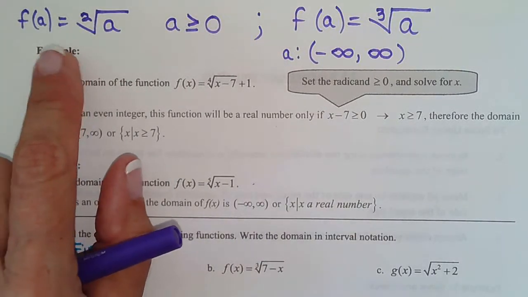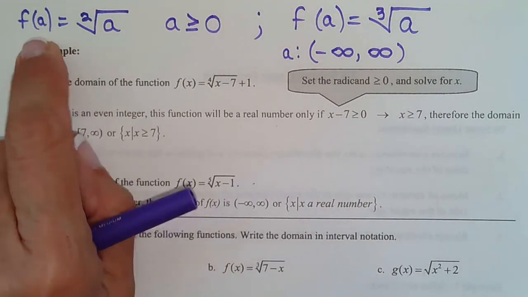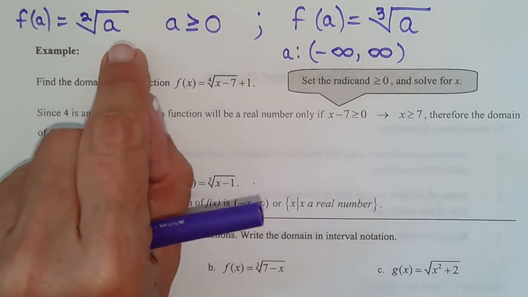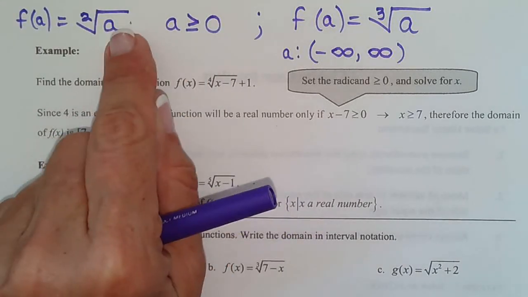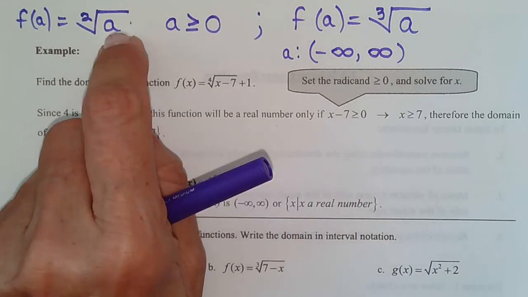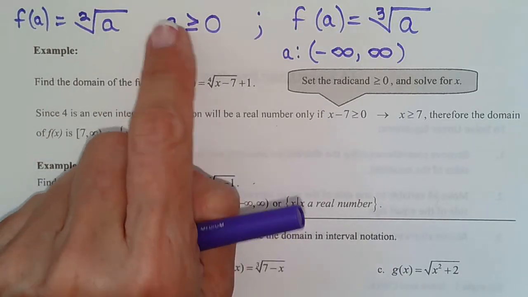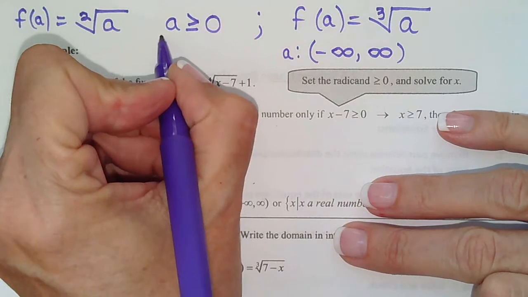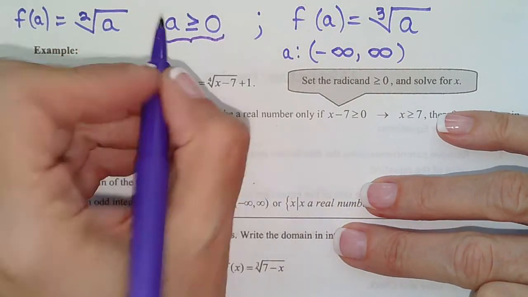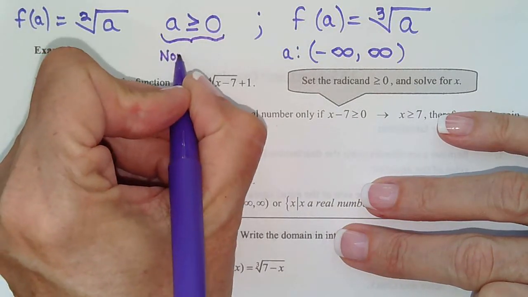Okay, I carried over our notes from the other side. So for functions, when we have an even index, we learned on the other side that whatever's under the radical, which we call the radicand, must be greater than or equal to 0. That just means not negative.